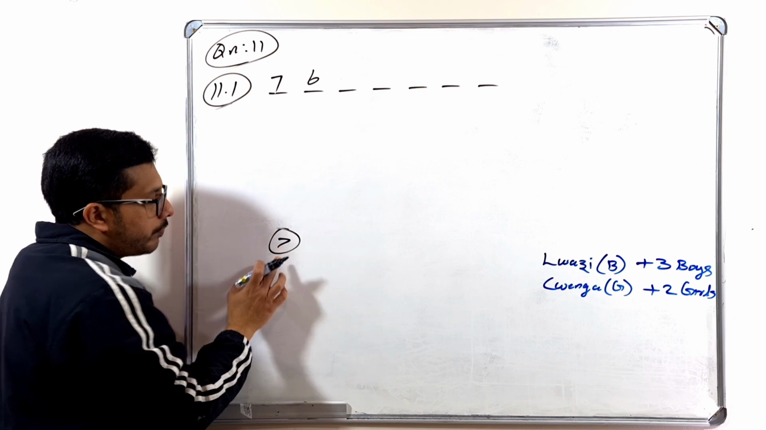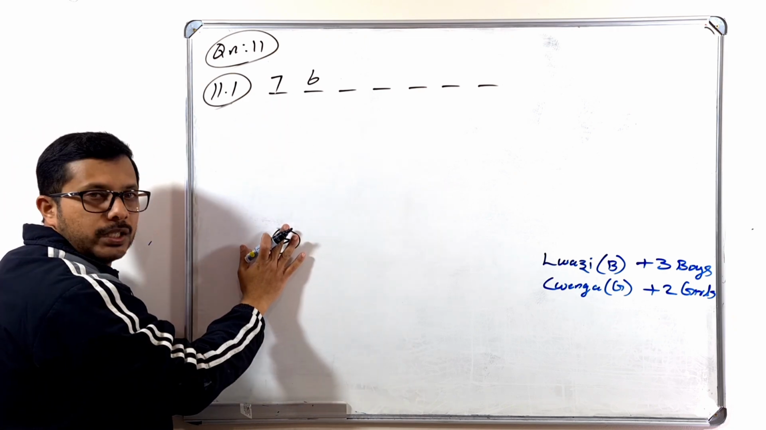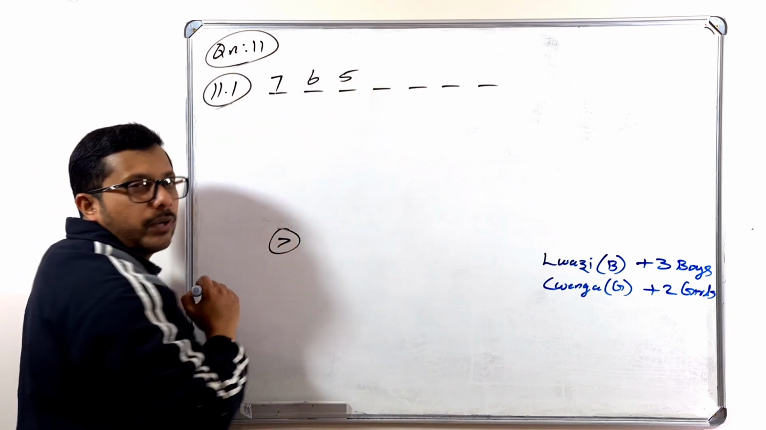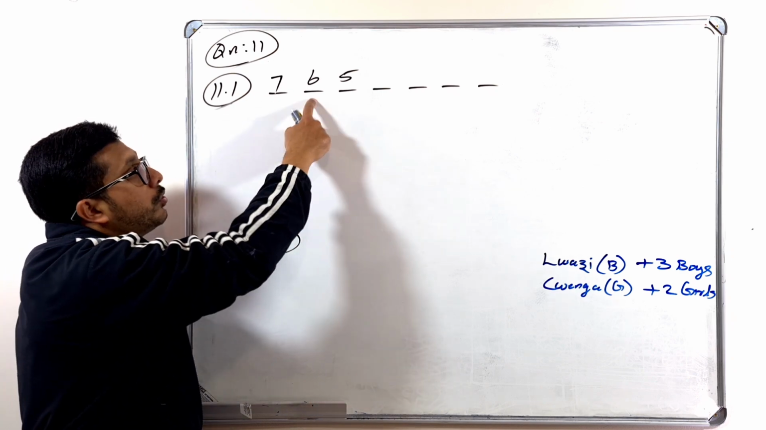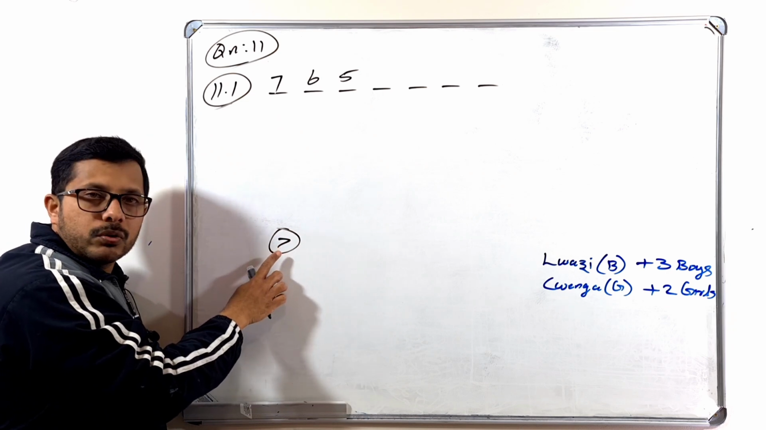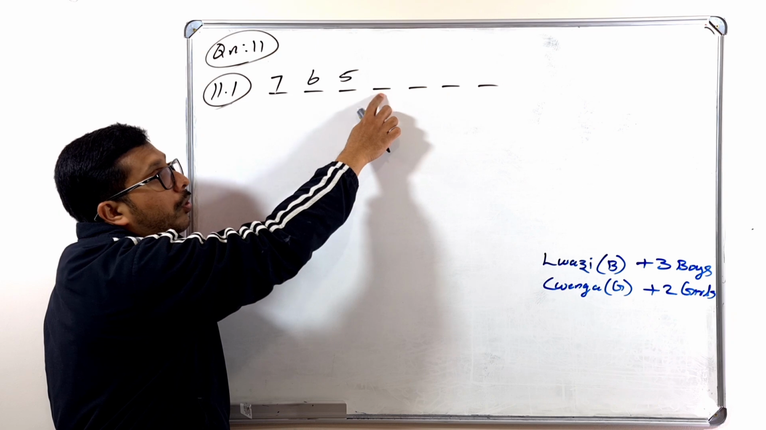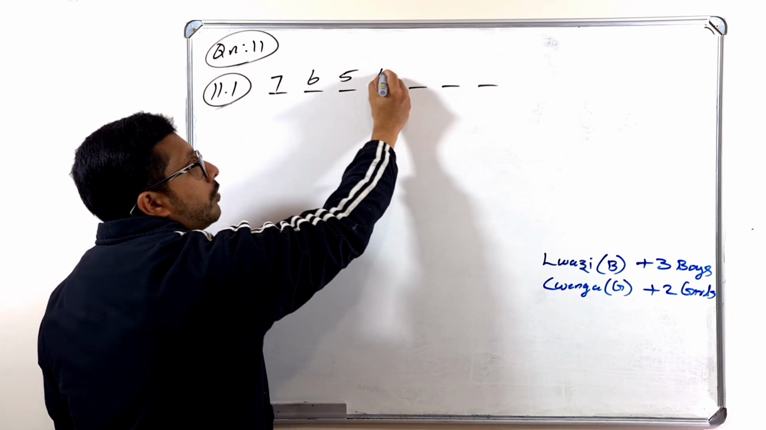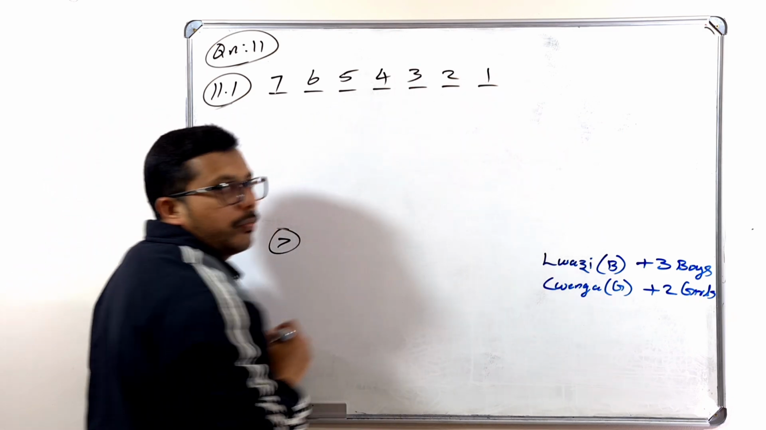Now from these 7, 2 are already gone for these 2 positions. How many here? 5. So for this position I have 5 options. How many students have already gone and sat there? 1, 2, 3. So from these 7, 3 are gone. How many are left? 4. I can call any one of those 4 students to come and sit here, so I have only 4 options. Similarly here I have 3 options, 2 options and 1 option.